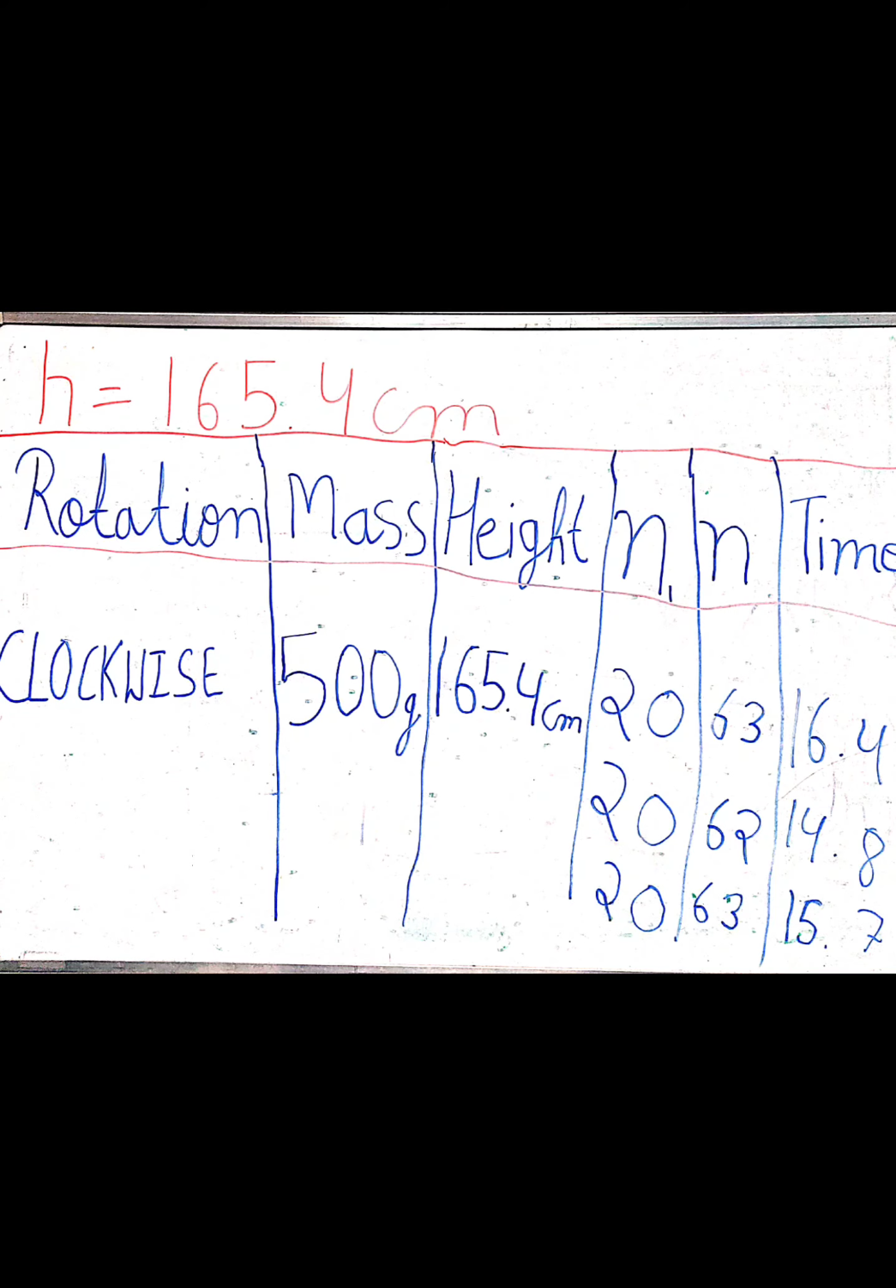Here, different readings are taken by wrapping the string around the axle, and we will get different times. So we have to take the average of all these to calculate the moment of inertia. So this is all about this experiment.